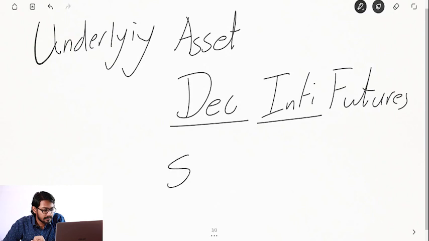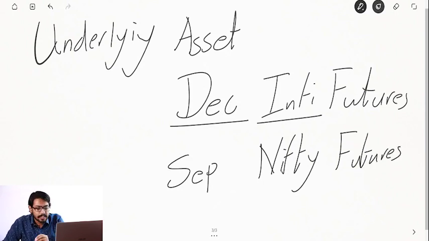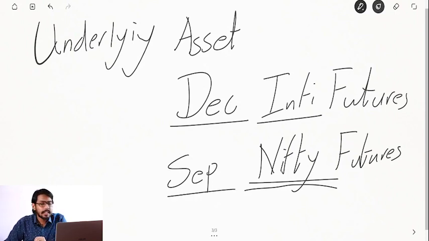Let's say September NIFTY futures. What is NIFTY? NIFTY is the market basically. NIFTY represents the market. So September NIFTY futures is a contract to buy a piece of the market. Infosys means you are not buying the entire company, you are buying a piece, a share of Infosys. Similarly, a share of the market, that is possible. You can buy one piece of the market as a whole. So NIFTY futures is a contract to buy NIFTY in September.